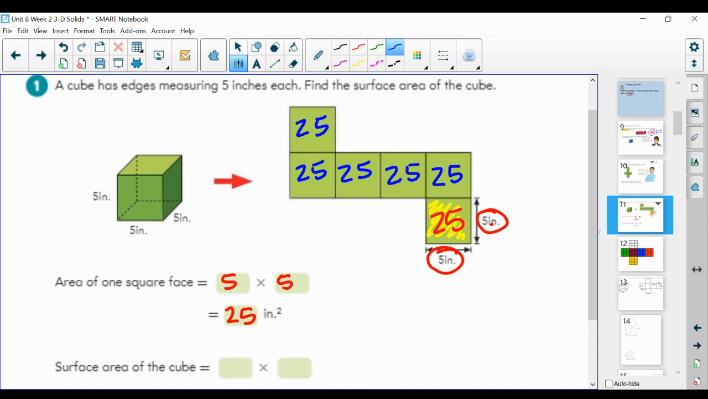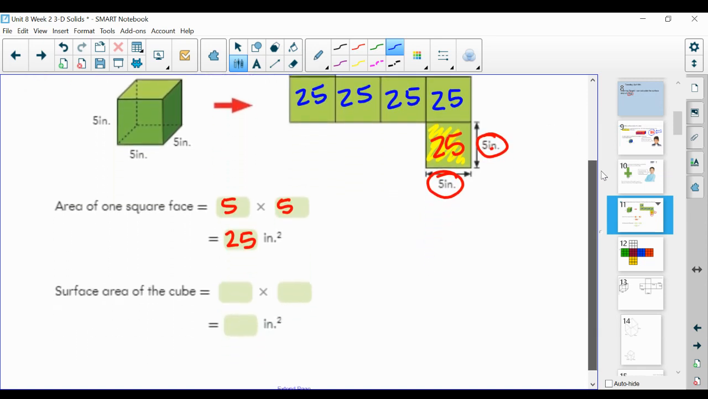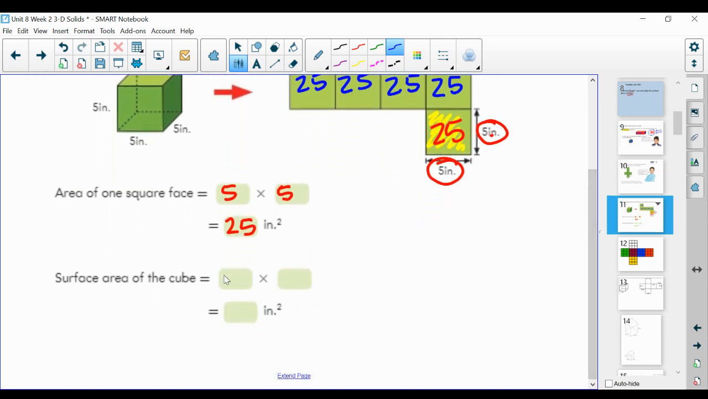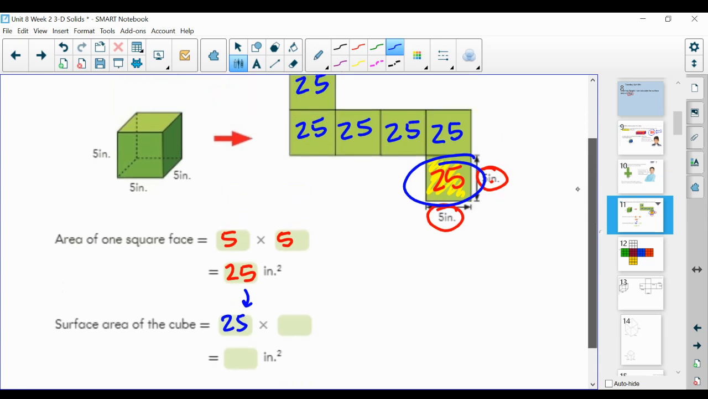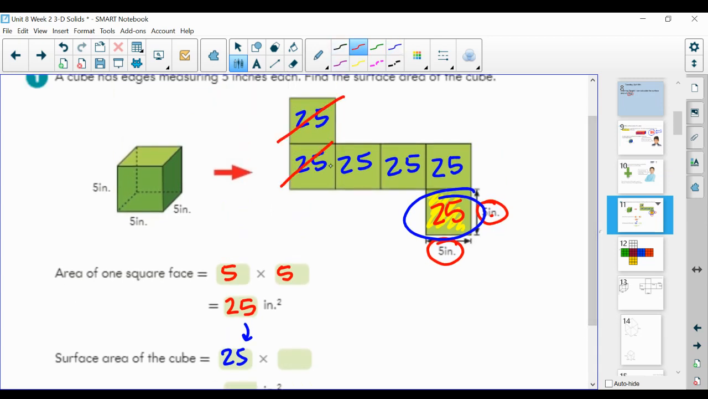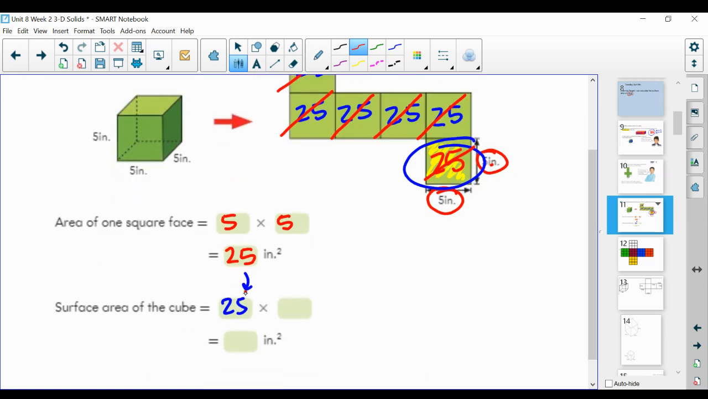Now, we could go ahead and add 25 plus 25 plus 25 plus 25 plus 25 plus 25, but I don't think that would be very efficient. Instead, we can use multiplication, and we can multiply 25, which we got from finding the area of one face, this face right here, times how many faces there are. And each cube has the same number of faces as well. We have 1, 2, 3, 4, 5, 6 faces. What we're going to do is find the area of one face and then multiply it times 6.